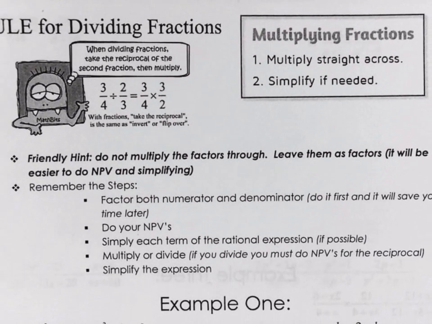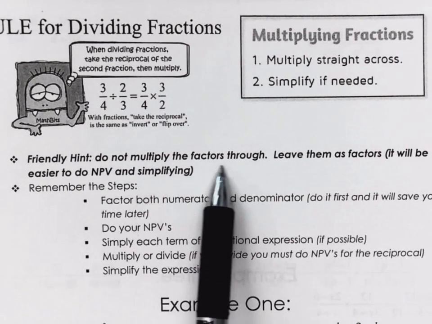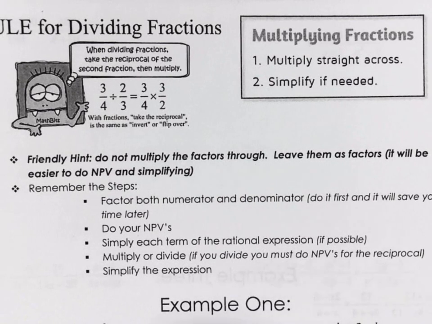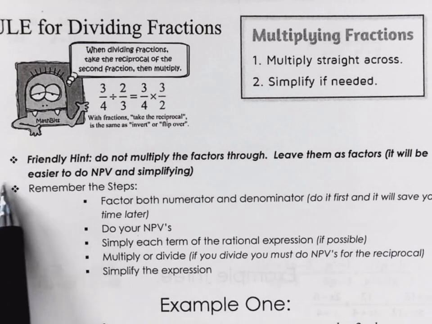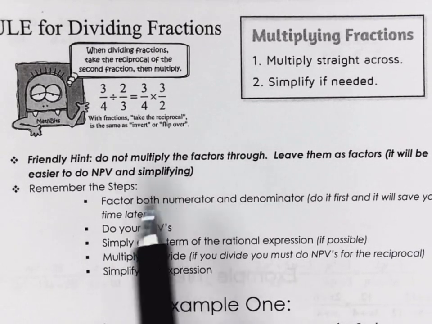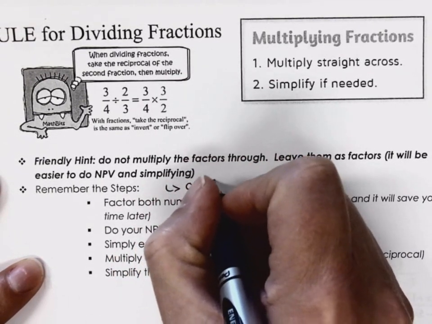All right, here's my friendly hint for this lesson. Do not multiply the factors through. We'll get to it in a second. Leave them as factors. It'll be easier to do NPVs, and then you're crossing out. When I talk about simplifying, I'm talking about the action of crossing out stuff.